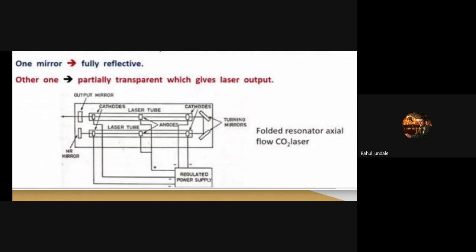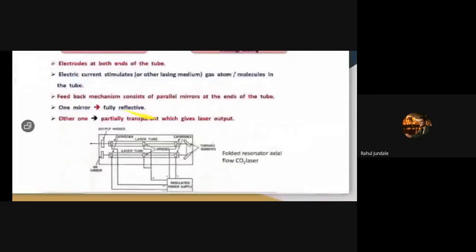The wavelength varies only in a very narrow range of the spectrum. That is a specialty of this particular laser. Here I have shown the gas laser, a folded resonator axial flow laser. A simple lens focuses and concentrates laser light into a very small diameter and high intensity. Whatever we get now, this is the laser.